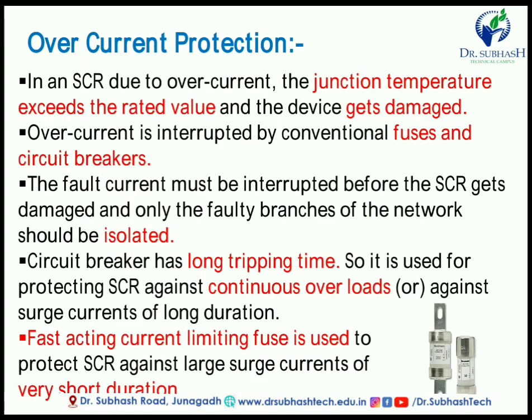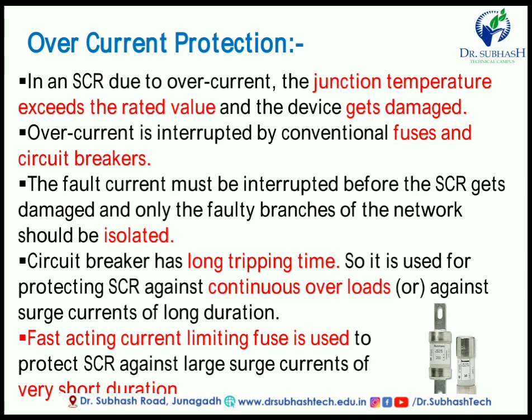Now the last one is overcurrent protection. In an SCR, due to overcurrent, the junction temperature exceeds the rated value and the device gets damaged. Here temperature is the most important factor. Whenever the junction temperature increases, the depletion region width changes according to the temperature. When it exceeds the rated value, the device gets damaged, meaning the junction permanently breaks down, so we cannot use this SCR as a control device.